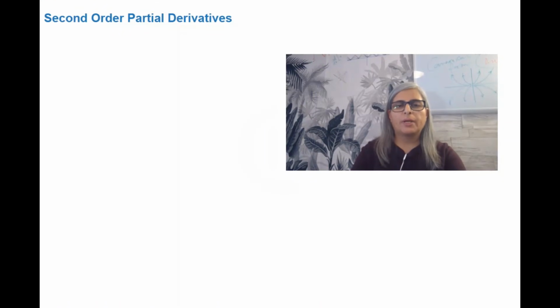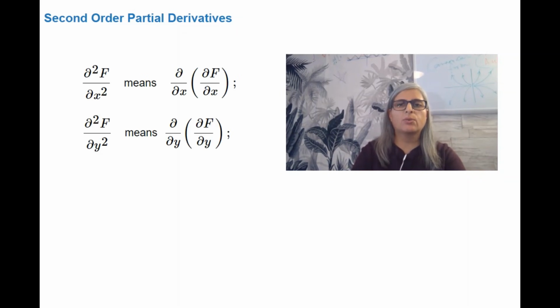Once we know how to take partial derivatives, we can easily take second order partial derivatives, or the double partial derivatives, which means that if there's a function f and we are taking partial squared f by partial x squared, then we are differentiating f with respect to x twice. Similarly, by taking partial squared f by partial y squared, we are differentiating f with respect to y twice.